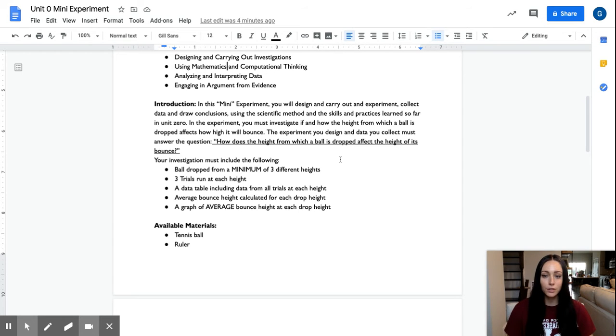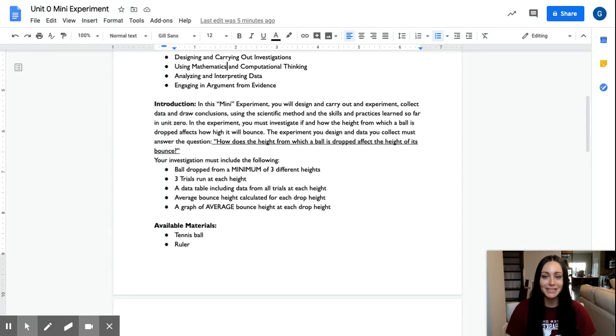It must include the ball being dropped from a minimum, meaning at least 3 different heights. Now you may continue, extend, go further, and drop the ball from more than 3 heights, but you must drop it from a minimum of 3 different heights. It must also include 3 trials run at each height. So for each height, you must run the trial at least 3 times.